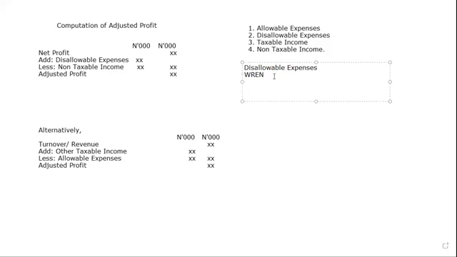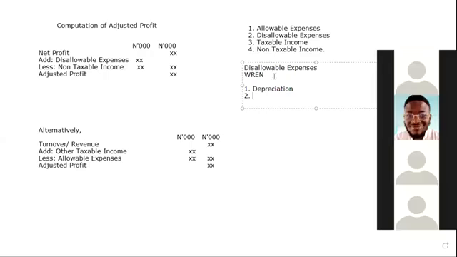So let's look at the types of expenses. The first one, the one we hate most, is depreciation. We hate it. Anything you see depreciation, you remove it immediately. Do you understand? We hate it. The next thing, donations to unapproved bodies, is disallowed, right?